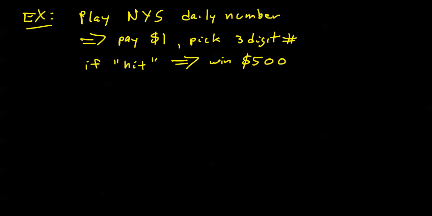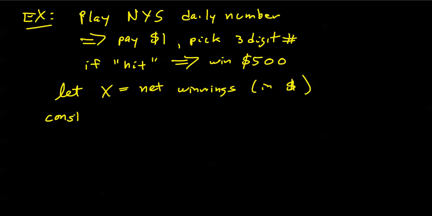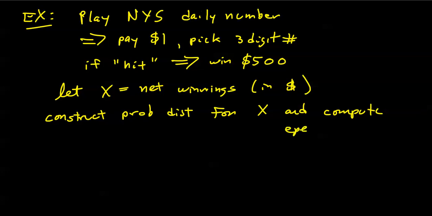Okay? I'm going to define a random variable here. Let x equal the net winnings in your game in dollars. Construct the probability distribution for x and compute the expected value for x.